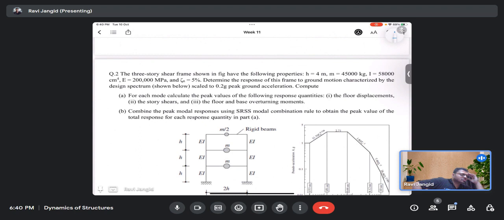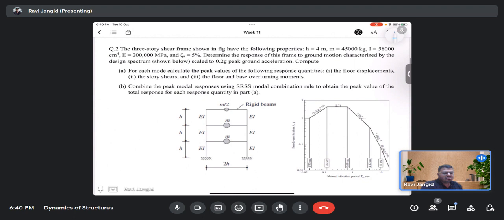Then we need to combine the peak response using the SRSS modal combination rule, square root of sum of squares, to obtain the peak value of the total response for each response quantity in part A. So that question you can do easily. What we need to do is the calculation part in this.